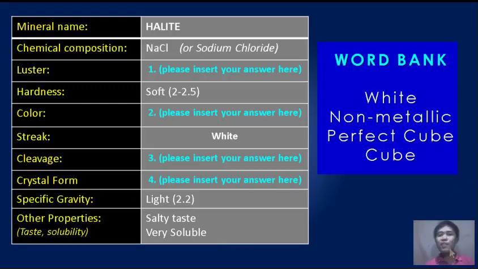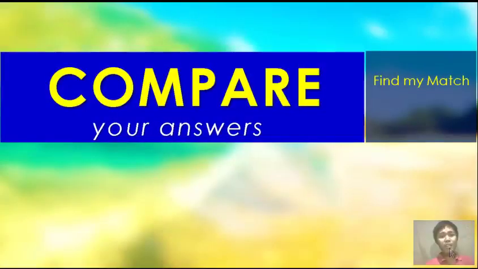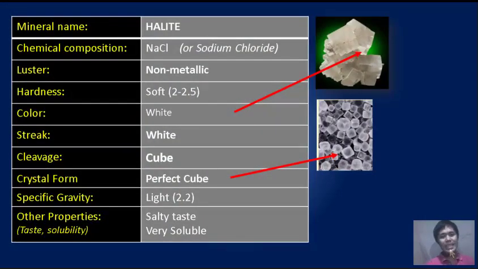Alright, I guess you have tried answering them or you now have the answers. Now I want you to compare your answers with this one. Here is the table of information for the mineral halite. So halite, known as table salt, has a chemical composition of sodium chloride, with the chemical formula NaCl. In terms of luster, halite is described as non-metallic or glassy. In terms of hardness, it is soft. In terms of color, as you can see on the picture, it is white.